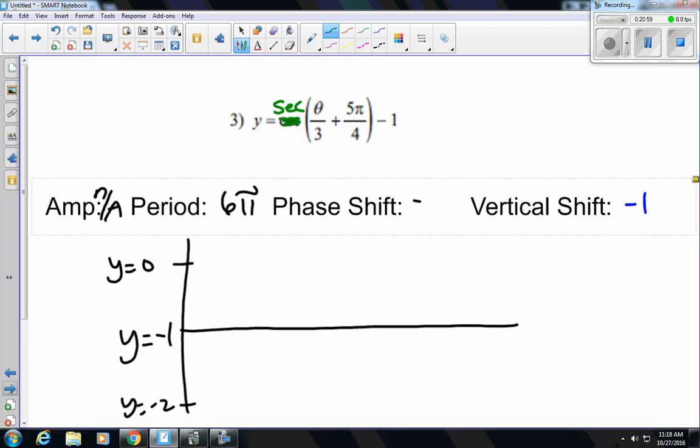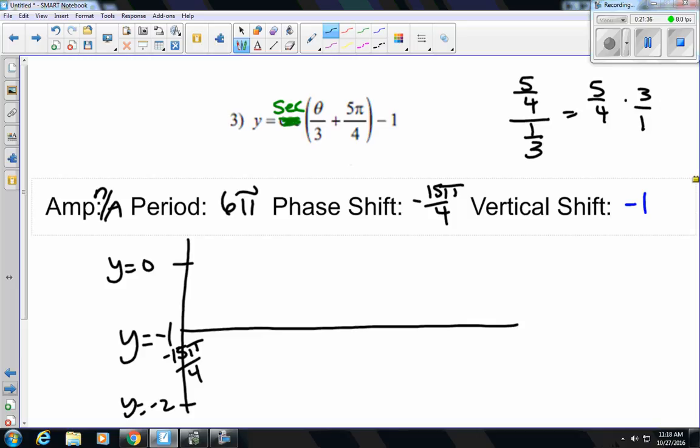You good? Okay. All right, so I've got 5 over 4 divided by 1/3, which is really 5 over 4 times 3 over 1. So negative 15 pi over 4. And that is my starting point. And so how do I find my ending point? Phase shift plus period equals end point.